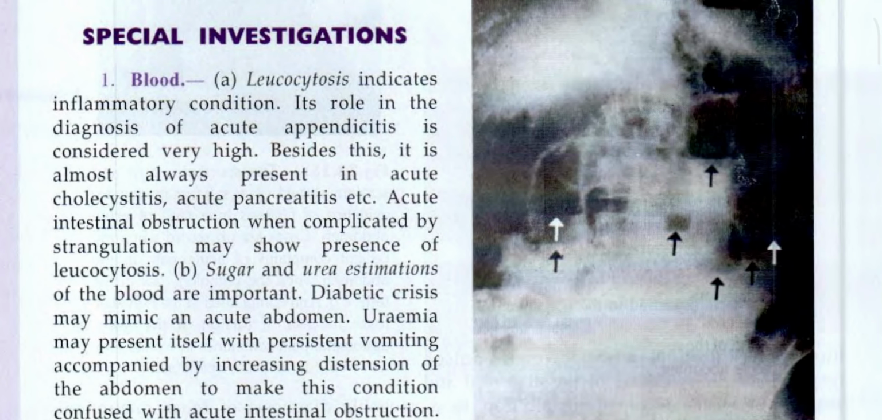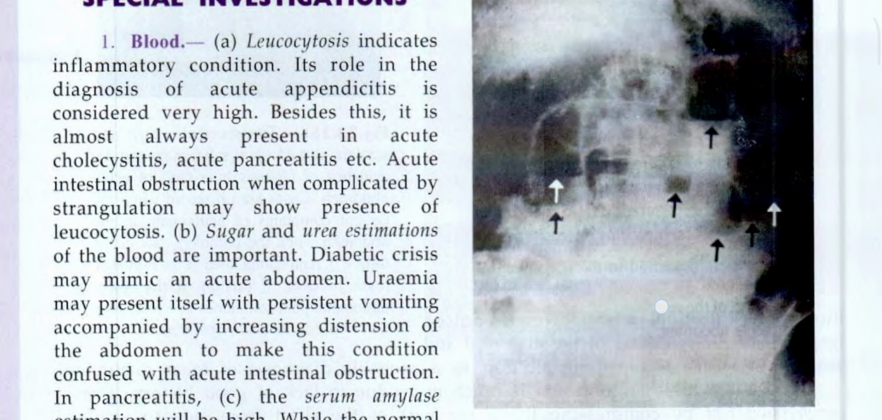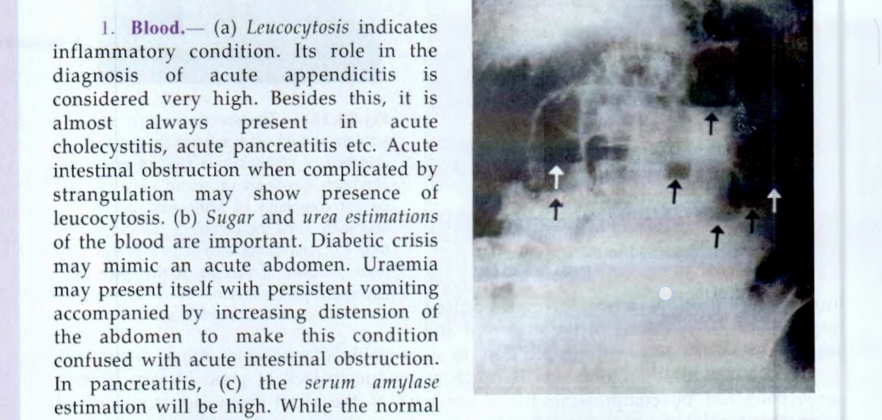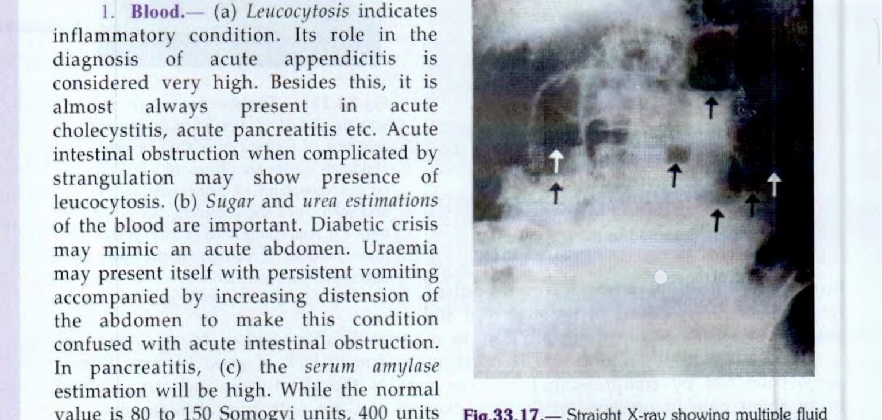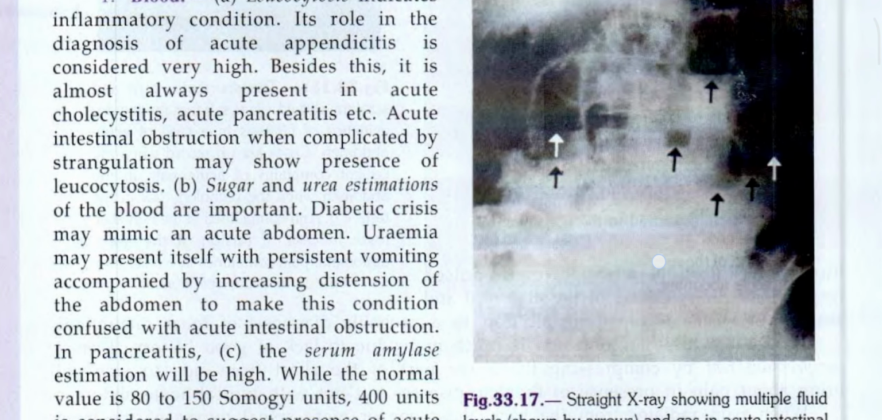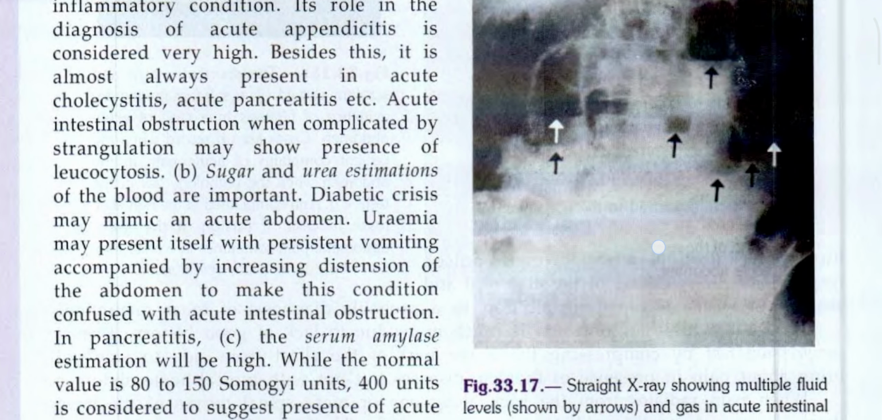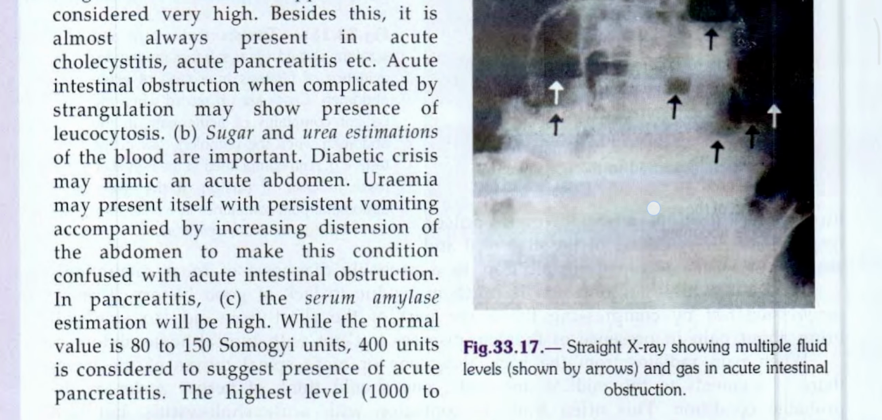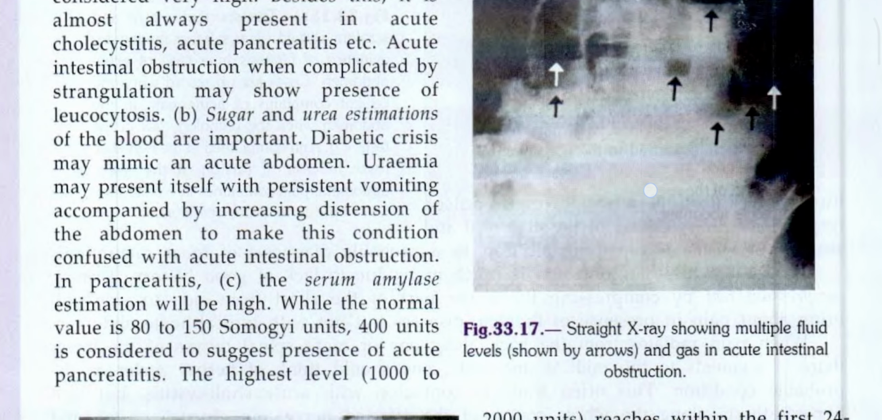Special investigations. Blood. Leukocytosis indicates inflammatory conditions. Its role in the diagnosis of acute appendicitis is considered very high. Besides this, it is almost always present in acute cholecystitis, acute pancreatitis, etc. Acute intestinal obstruction, when complicated by strangulation, may show presence of leukocytosis.